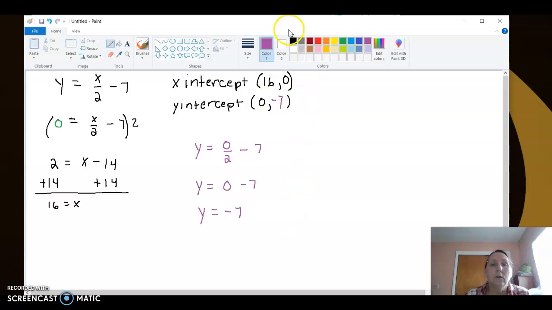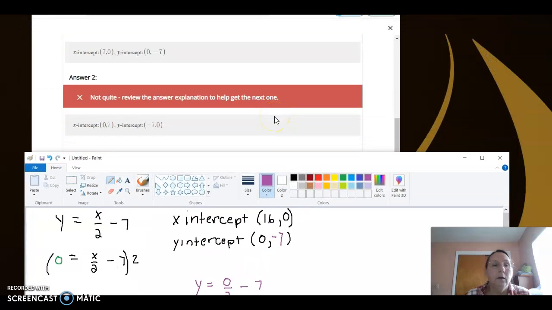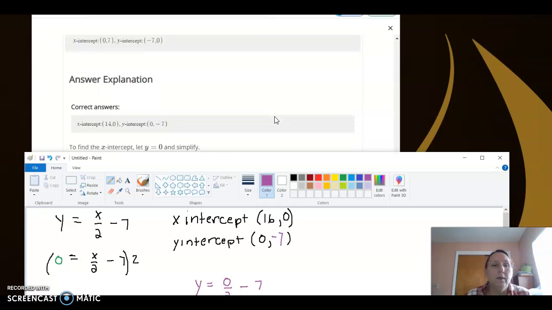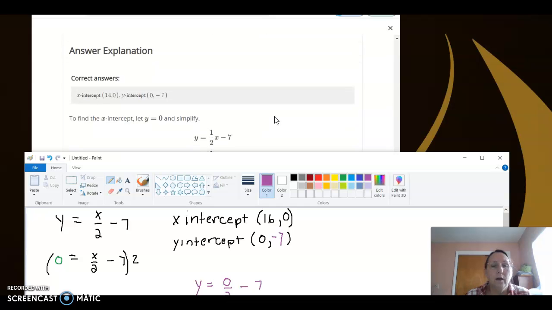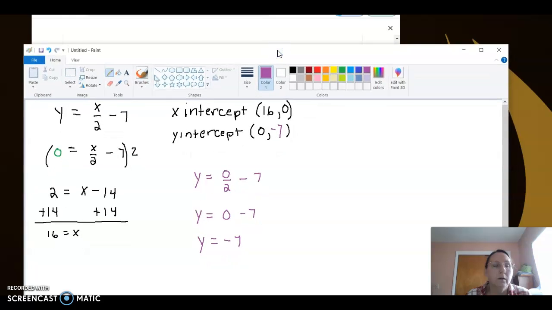Okay, so let's go back and look at the original equation that they had. They got one, but not the other. Okay, they got 14. Did I mess up my... Yes, I did. Where did I... Oh, ha! Yeah, you'll have to forgive me. See, I make mistakes too.